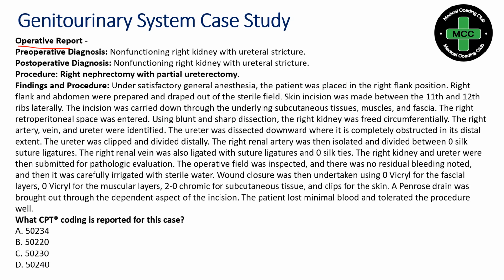So the first case study is all about a kidney procedure. I don't want to read the entire procedure since they have given it. Right nephrectomy with partial ureterectomy is the procedure. You can just read the procedural note. Please take 2 minutes, pause the screen and read the entire procedure. Coming to the options, we have 50234, 50220, 50230 and 50240.